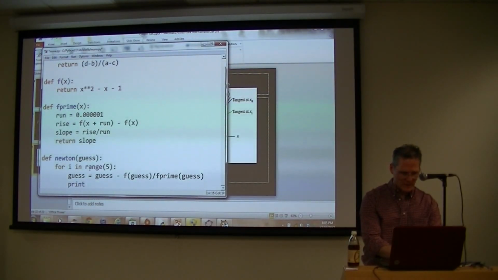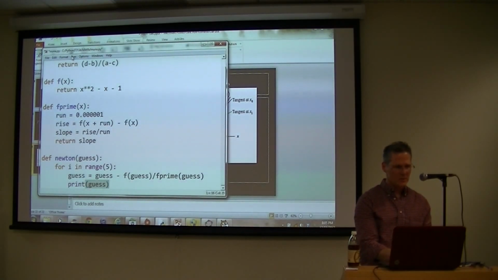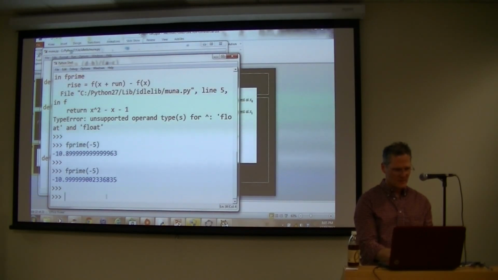And then we'll print all our guesses. So we only need the last one. We want to see how quickly it gets us to, let's see. But we need a first guess.